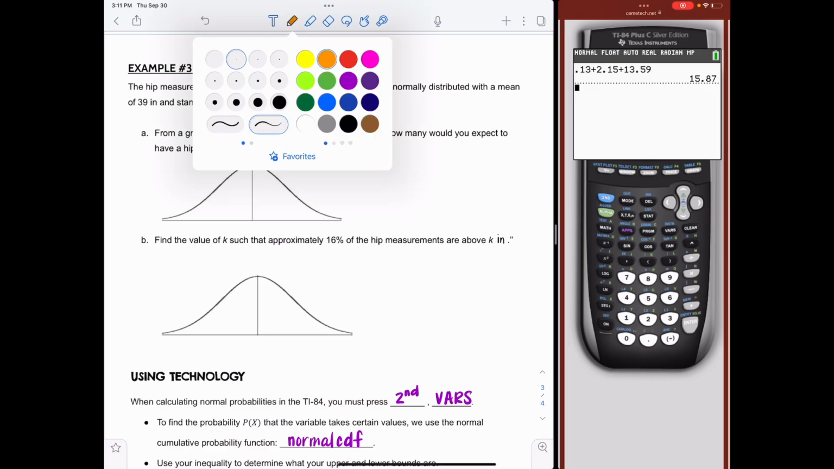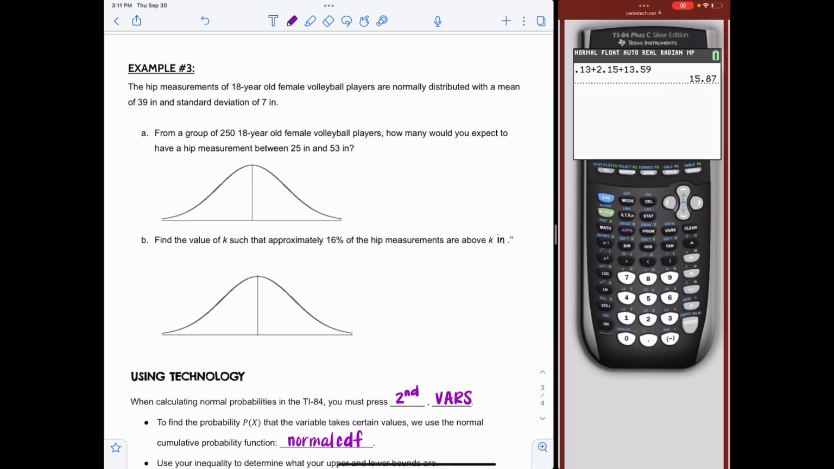So, of course, we need to label this. Our mean is 39 and my standard deviation is going up and down by 7. So if I do 39 plus 7, it will land me at 46 for 1 standard deviation above the mean. Then if I add 7 again, it's going to give me 53. That's 2 standard deviations above the mean. And then if I add another 7, it's going to put me at 60, which is 3 standard deviations above the mean.